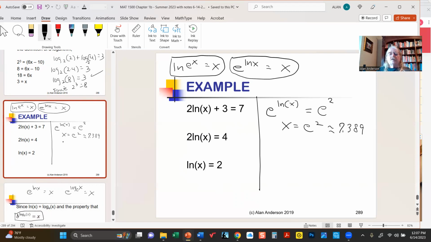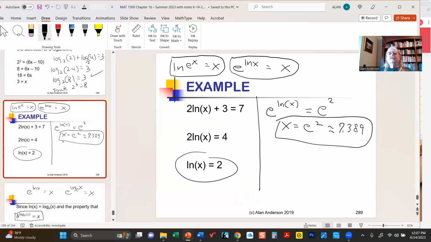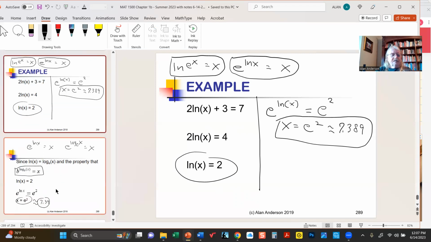So in other words, if you need to know the exact value, now this is not incorrect, but if you need the exact value of x, you're not done. You need to rewrite this equation so that x equals some constant value, and now you've done that. You see?